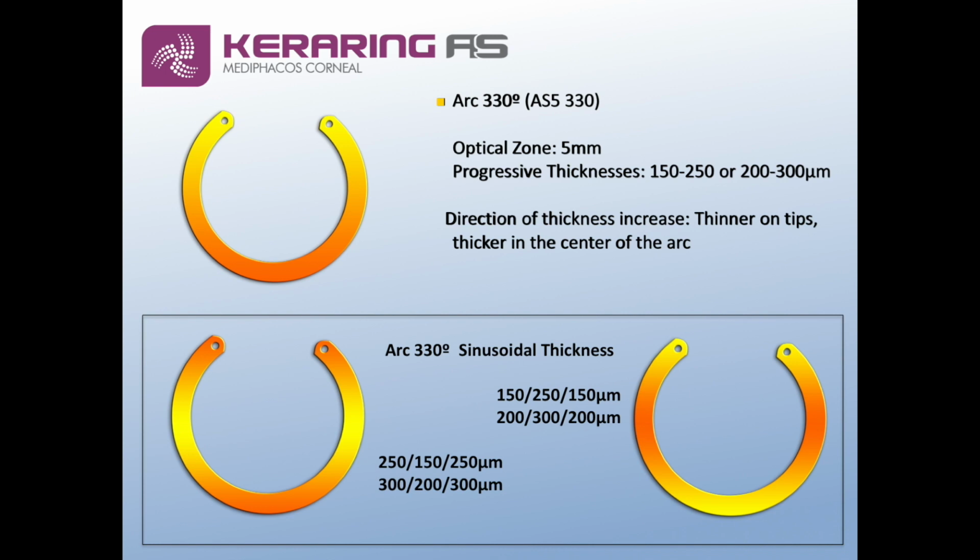The latest version is the variable ring with sinusoidal thickness and an arc that is always at 330 degrees, in the versions of 150, 250, 150, or 200, 300, 200. It has a sinusoidal or inverted profile and can be thin at the tips and at the center of the arc and thick at the intermediate portions, or thick at the tips and center of the arc and thin at the intermediate portions. With this, we can see how the correction of nipple cone keratoconus with central ectasia has become a custom.